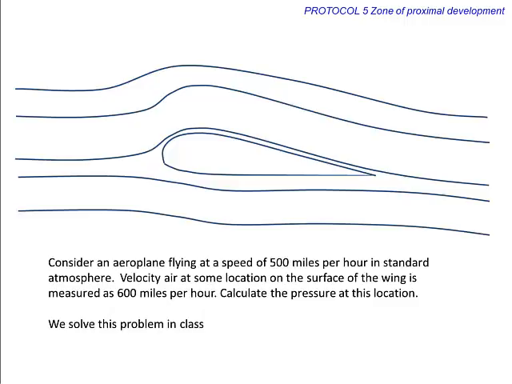Now consider the aeroplane flying at a speed of 500 miles per hour in standard atmosphere. Velocity of air at some location on the surface of the wing is measured as 600 miles per hour. Calculate the pressure at this location. We will solve this problem in class.